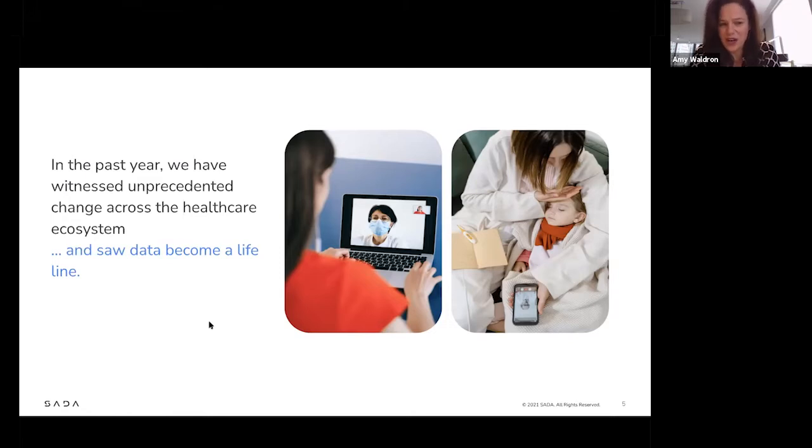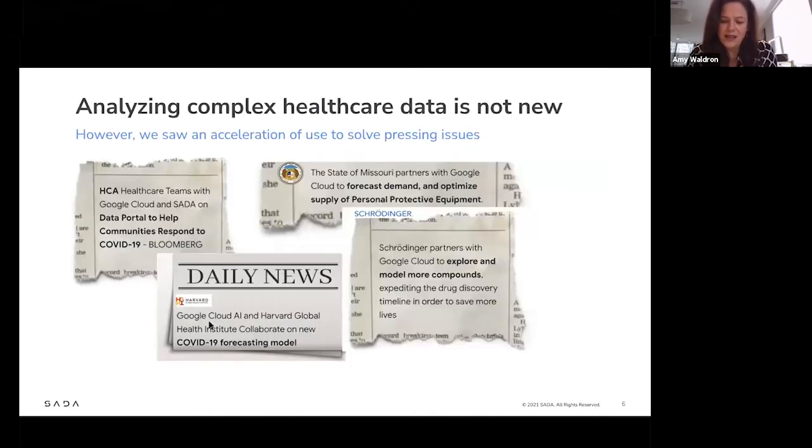And clearly, I think everyone really knows that in the past year, we've witnessed unprecedented change across the health ecosystem and really saw data come to life as we've tried to support our communities. More now than ever, data and technology have been tapped. Now, analyzing complex healthcare data, it's not new. However, the key here has been an acceleration not only of the use to solve pressing issues, but also the acceptance of cloud. And this is just a few examples of where we've worked with organizations across the ecosystem to do some pretty remarkable things over the last year and a half.